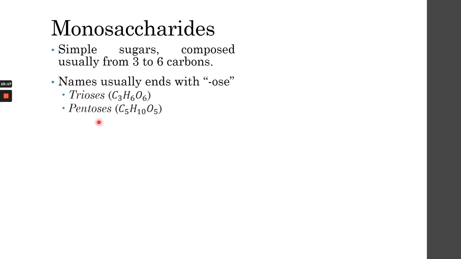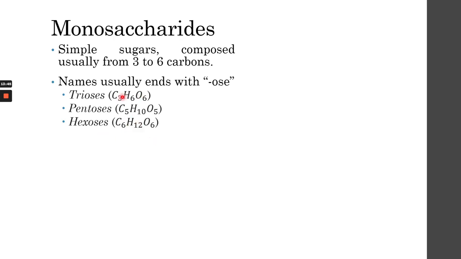You can also have pentoses. Penta means 5, so you have a sugar with 5 carbons that creates a carbohydrate that is C5H10O5. You can also have hexoses, which are C6H12O6. So you may see C6H12O6, and that's glucose. Glucose is a type of hexose.